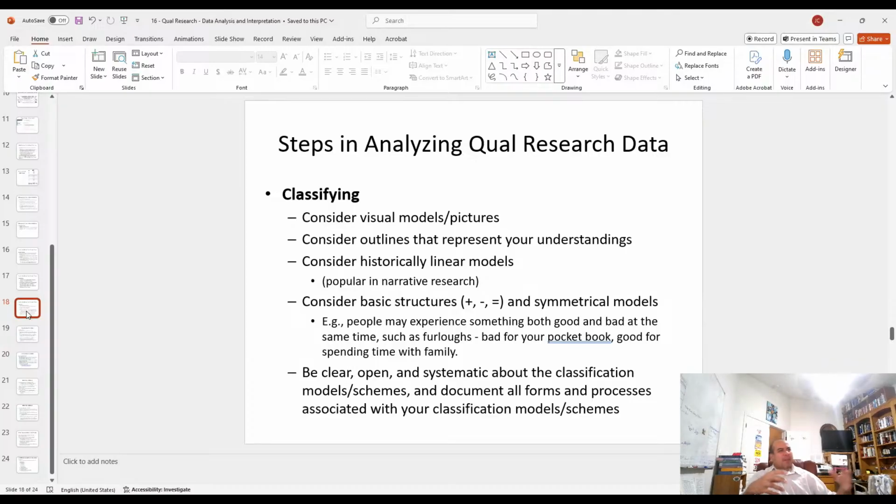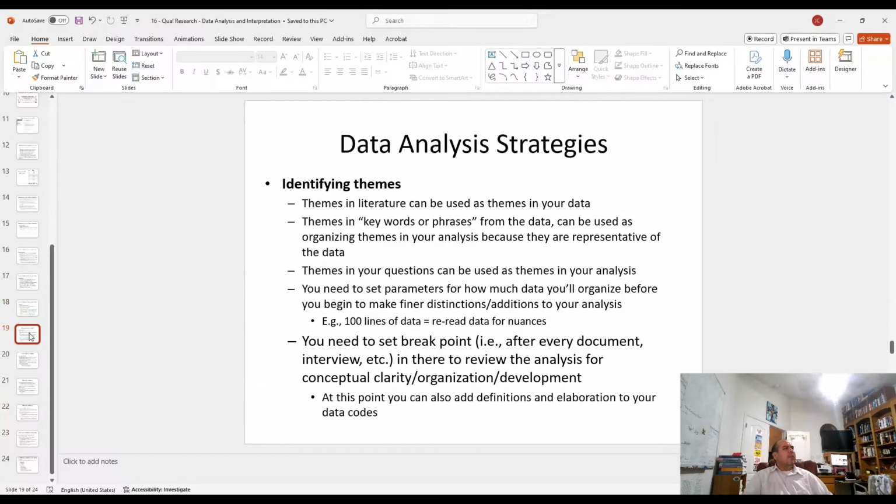Be clear, open, systematic, right? Especially if you have a lot of codes. The better organized you are, the better. You don't want to be running through 80, 90 codes every time you are trying to code a new interview under that structure that you've developed. Okay, then you identify themes. What are the themes? How are we going to use those themes to write up our analysis?